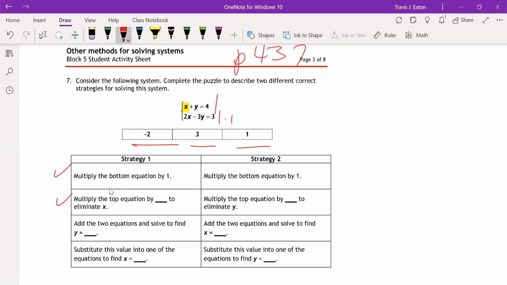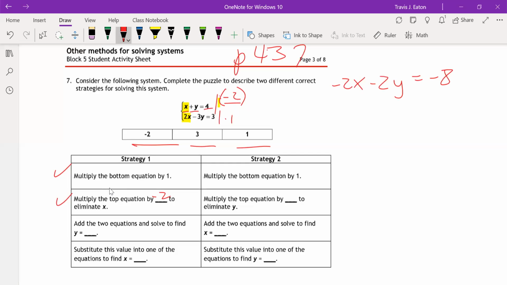What's my plan to multiply the top number so I can get rid of x? Well, you have to look at what the bottom x looks like. That says positive 2. So if I wanted to get rid of the positive 2, I would have to multiply the top by negative 2. Now, let's do that. Negative 2 times x is negative 2x. Negative 2 times y is negative 2y. And negative 2 times 4 is negative 8.